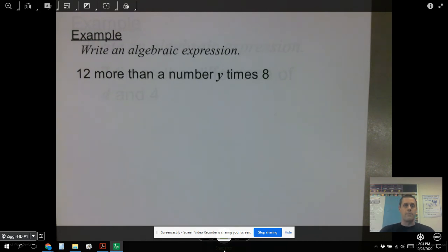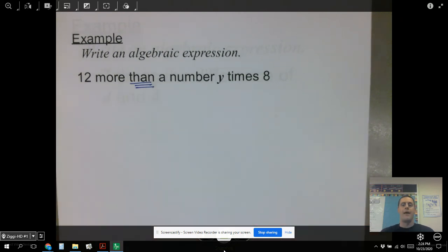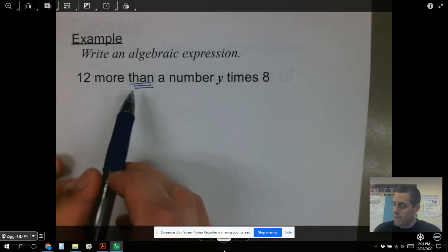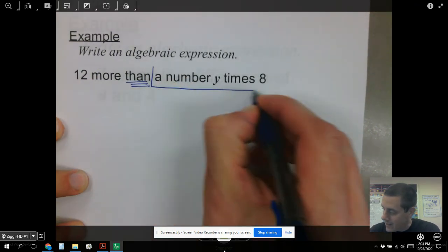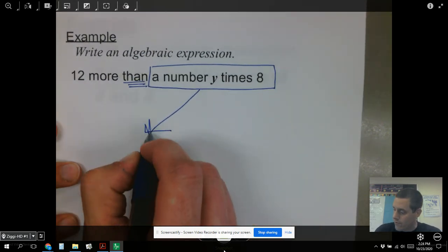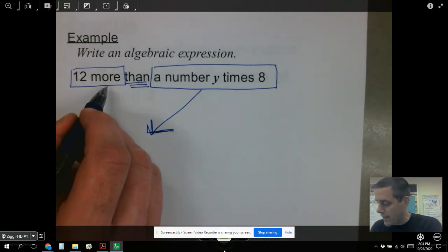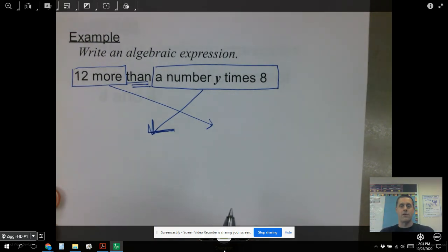All right, another example. We have 12 more than a number y times 8. In this phrase, there is a key word you should always be on the lookout for when you are translating verbal expressions, and that is the word than. As soon as you see the word than, alarms and bells should be going off in your head, because something very special or very unique needs to happen in this situation. When you have the word than, anything that is written after the word than needs to come and be the beginning or the front of your expression. Anything that occurred before the word than gets shifted to the end of your expression.